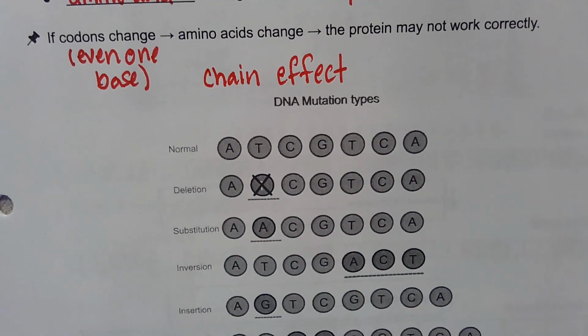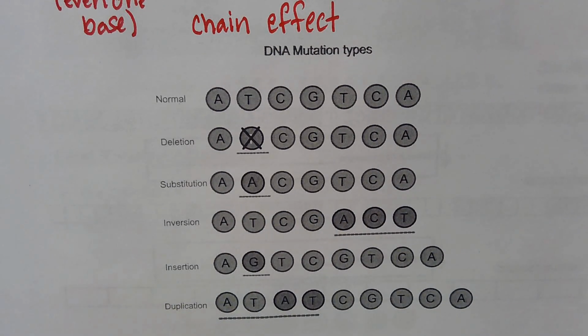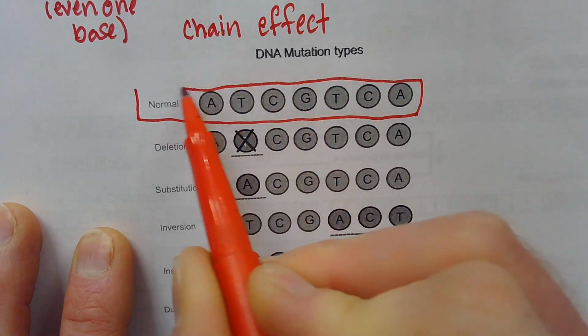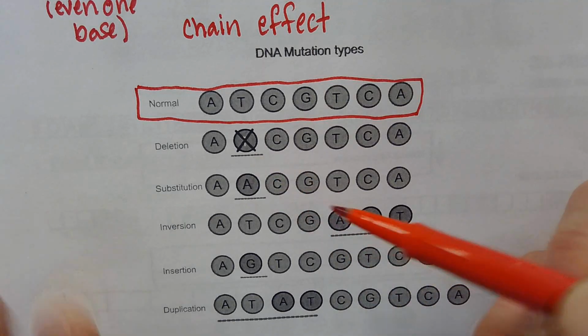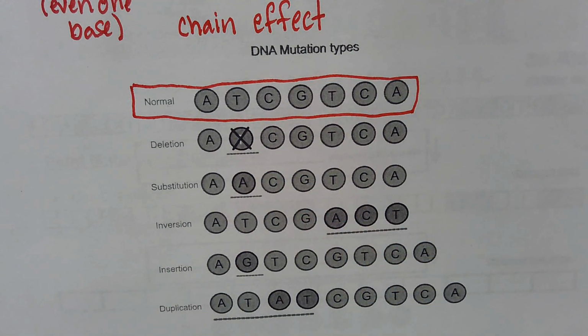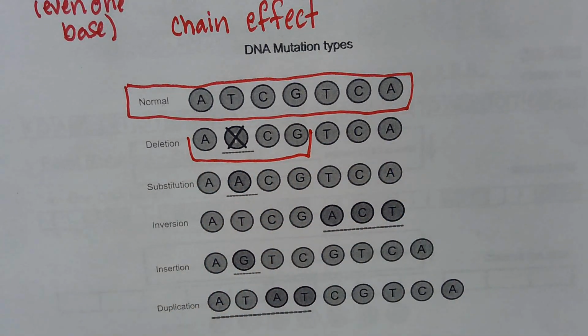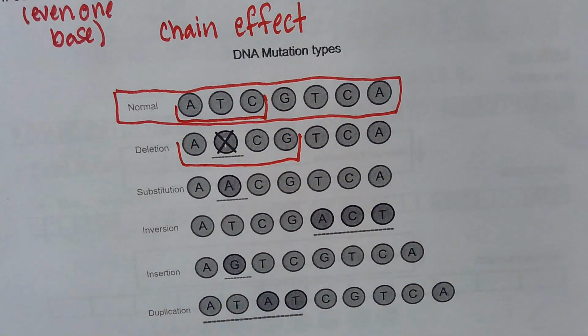All right, so these are those mutation types that we are talking about. Right, so this is the normal. This is what it's supposed to be, ATC, GTCA. A deletion is, okay, they took out that T, so what happens is now this is our codon. So before it was ATC, and now that codon is ACG. So we've got a new codon.